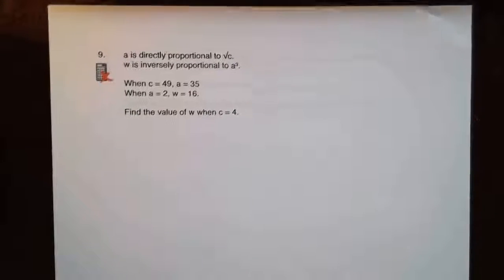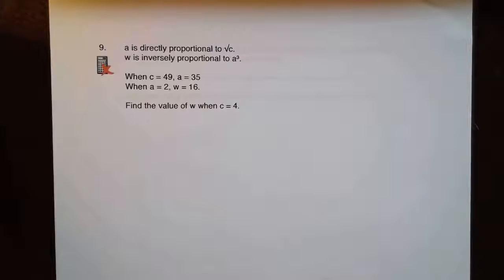Question 9. A is directly proportional to the square root of C. W is inversely proportional to A cubed. When C equals 49, A equals 35. When A equals 2, W equals 16.